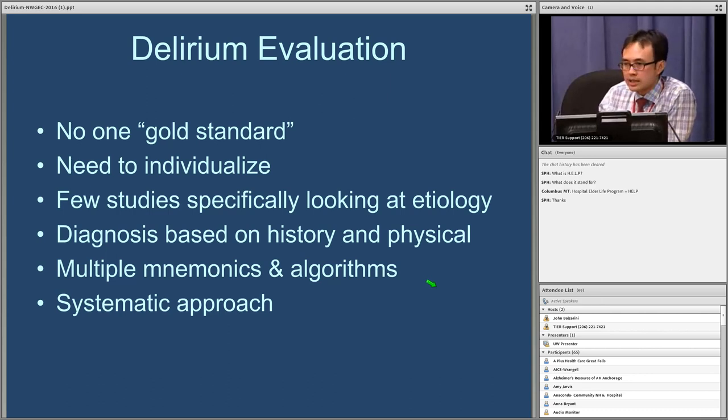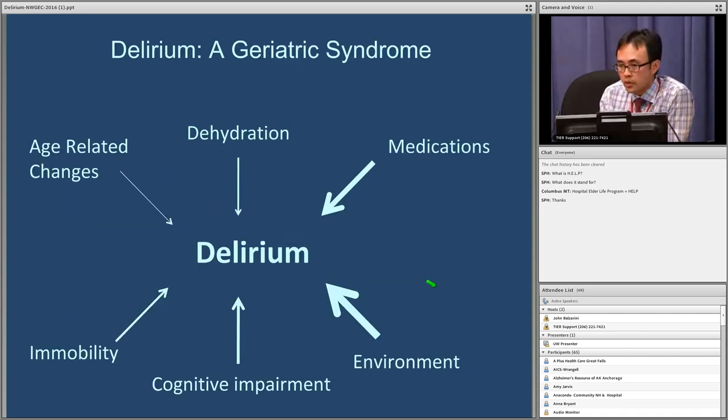There's multiple mnemonics out there and algorithms to look at. But I'll share with you a couple that I think of. Okay. And again, this comes back to delirium being a geriatric syndrome. What I will add to that previous diagram is that the size of these arrows suggests that there are different levels of impact. So for example, at least with this case of delirium, these are the six things that could contribute to this person being delirious. But maybe the environment has a much greater impact than the immobility that a person has. And medications comes in second as well.